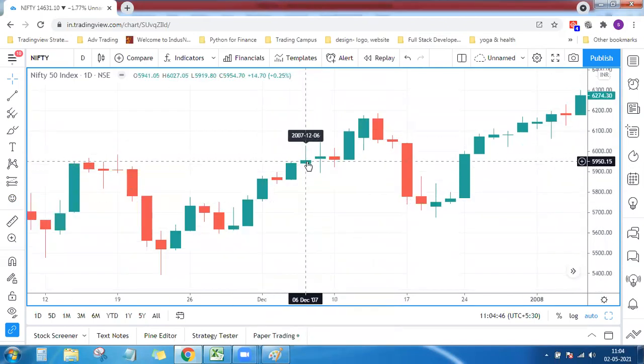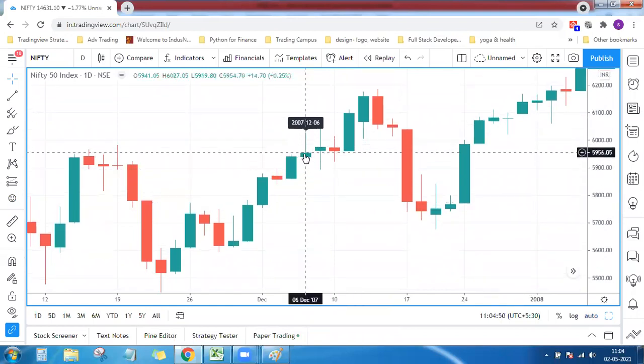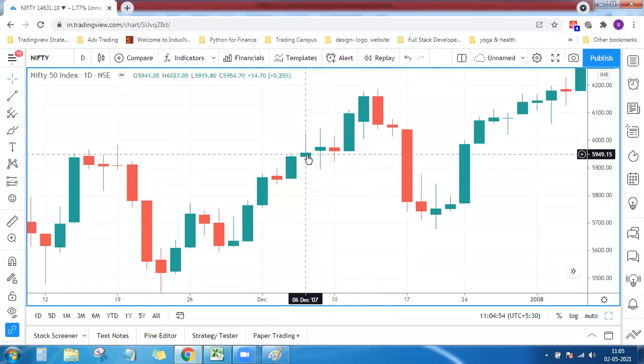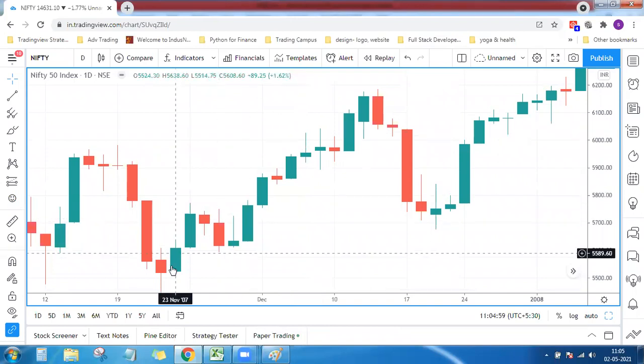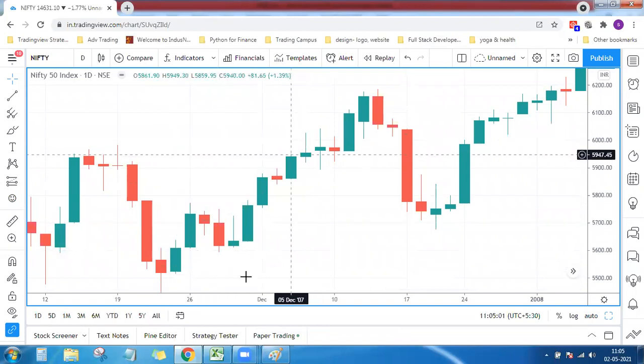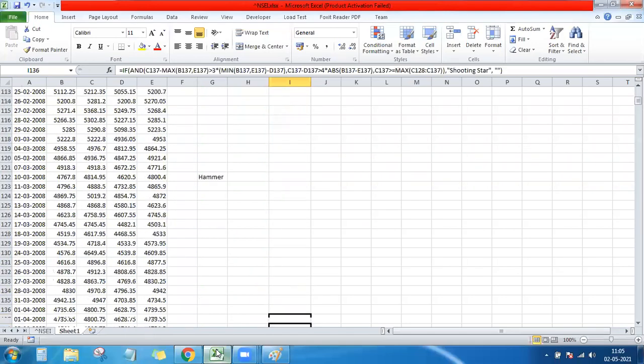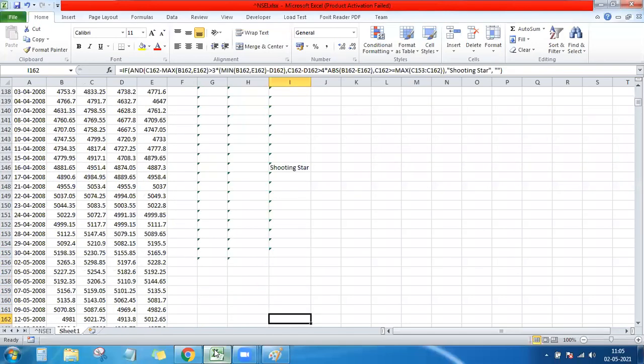This is a shooting star. Small body and green color. Lower shadow is very small and upper shadow is very long. The real body is at the lower end. And if you see prior to this, there is an uptrend. Again on 16th April 2008.